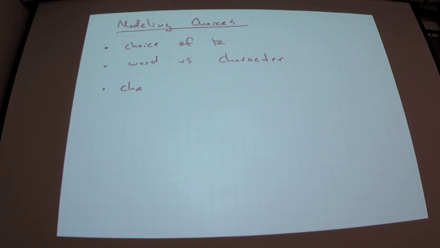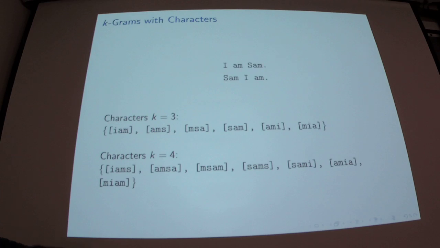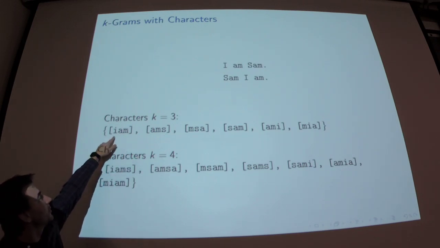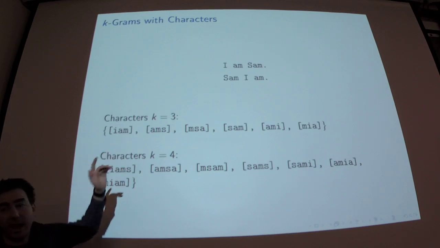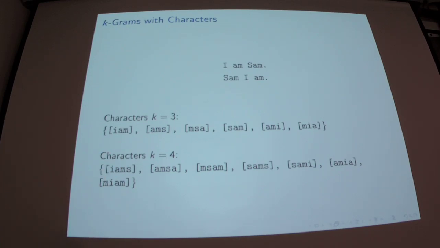So in the character grams, did I include spaces? Right. So if I go back here, I am Sam. There could have been a space between I am. So maybe the first one was I space A. That would be a reasonable thing to do.